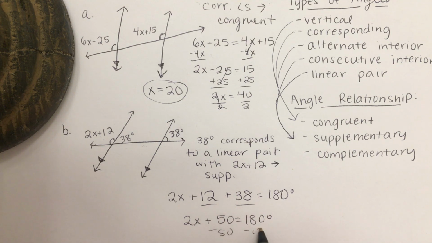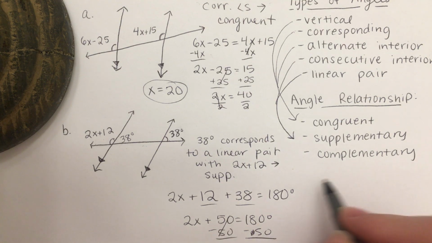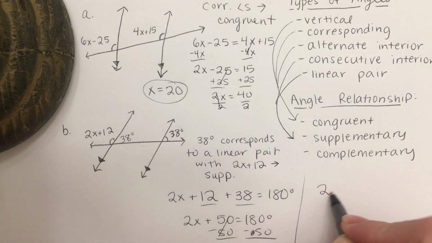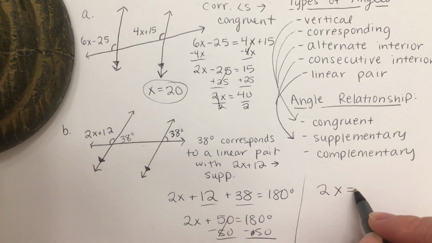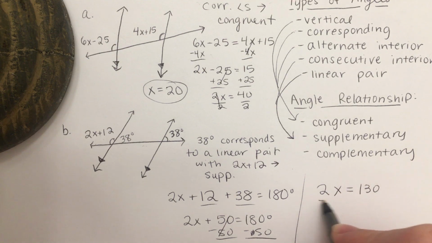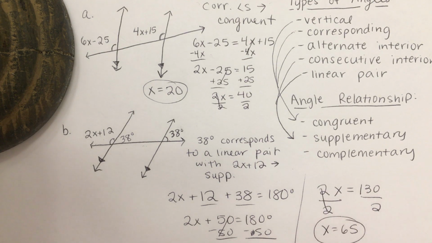Subtract 50 from both sides. And that leaves me with 2x equals 130. And then my final step is to divide both sides by 2. And that gives me x equals 65. And I am done with this problem because all I needed to do was solve for x.